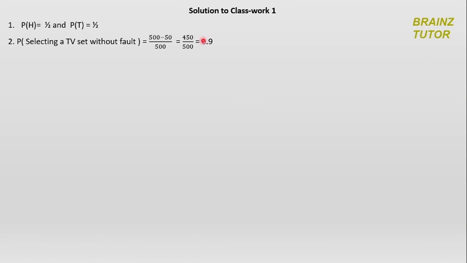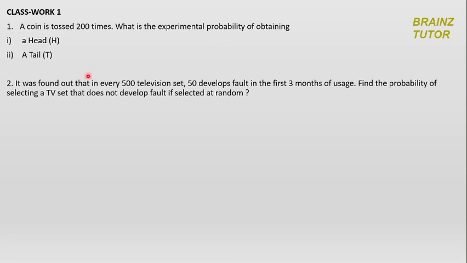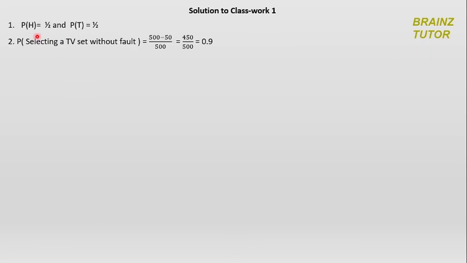Alright, so this is the solution to the classwork. We can see that the probability of having a head, a coin is tossed 200 times. A coin only has head and tail, so even if it's tossed 1000 times, the probability of having a head still remains 1/2. Also the probability of having a tail remains 1/2.